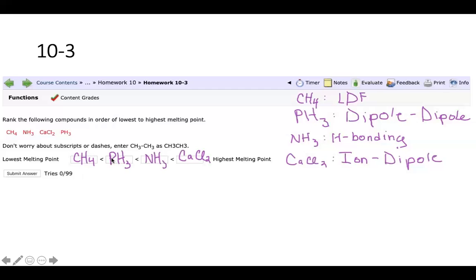And then we rank the other 2 accordingly. So dipole-dipole forces are stronger than LDF, but weaker than hydrogen bonding. And then hydrogen bonding forces are stronger than dipole-dipole, but they're weaker than ion-dipole. So that's how we get our ranking for this problem. And now we're all done.